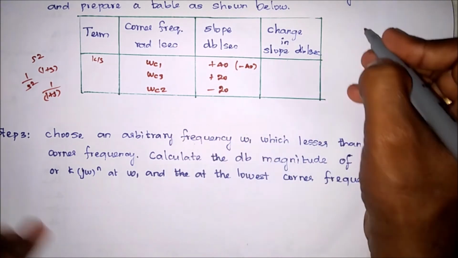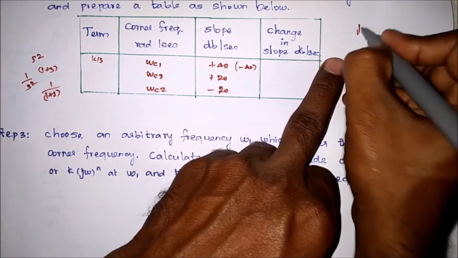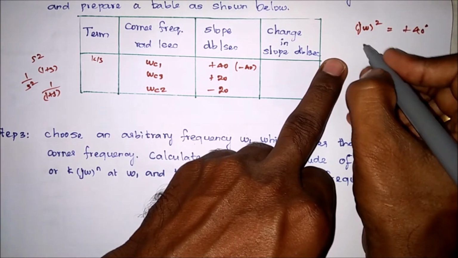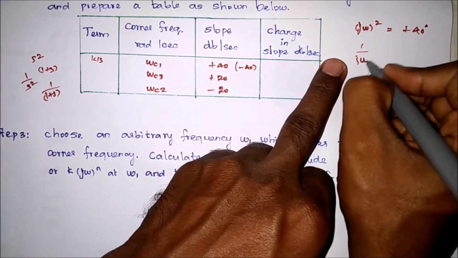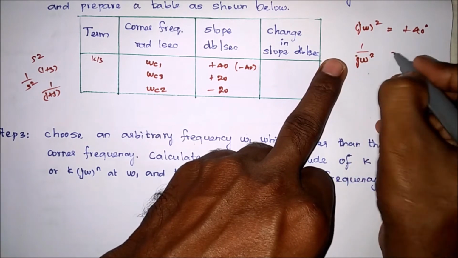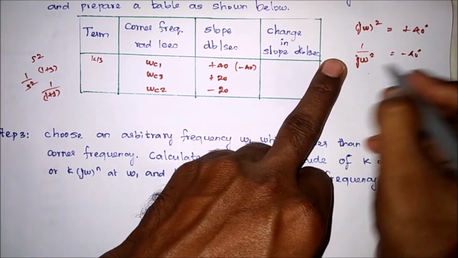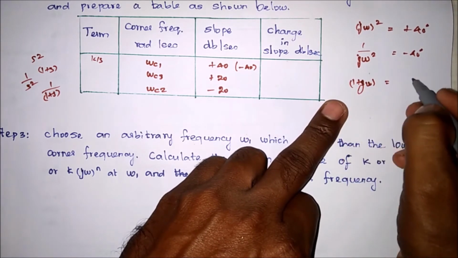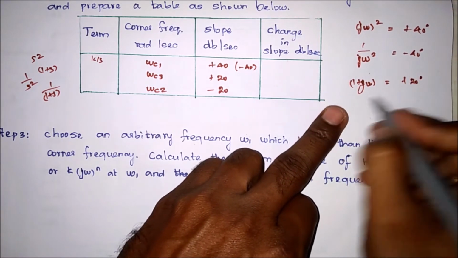These are all the examples we see. For (jω)² we can consider plus 40. For 1 by (jω)², we consider minus 40. Suppose 1 plus jω, for this also we have to consider plus 20.